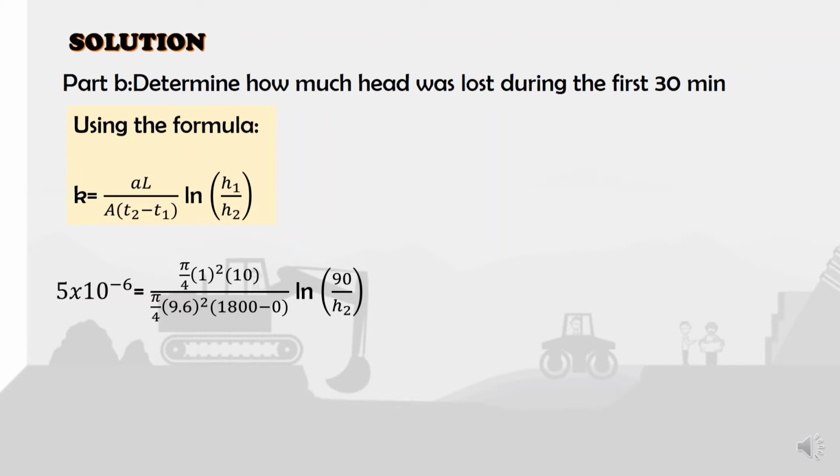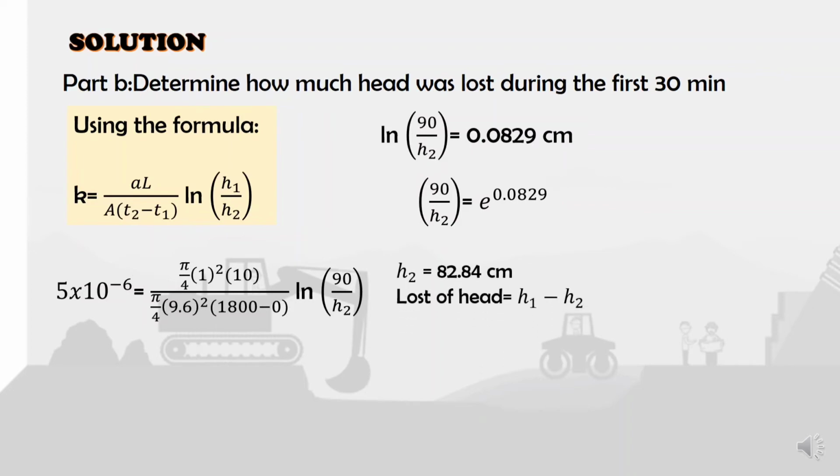Solving the equation by simply using algebra, and in order to have a simplified equation, just like this. So we already got the value of h sub 2, which is 82.84 centimeters. Now we subtract h sub 2 from h sub 1, which is 90. Then the loss of head is equal to 7.16 centimeters. And that will be our final answer for part B.